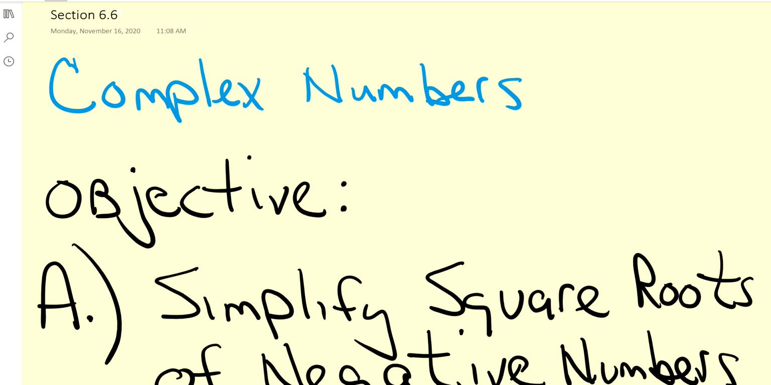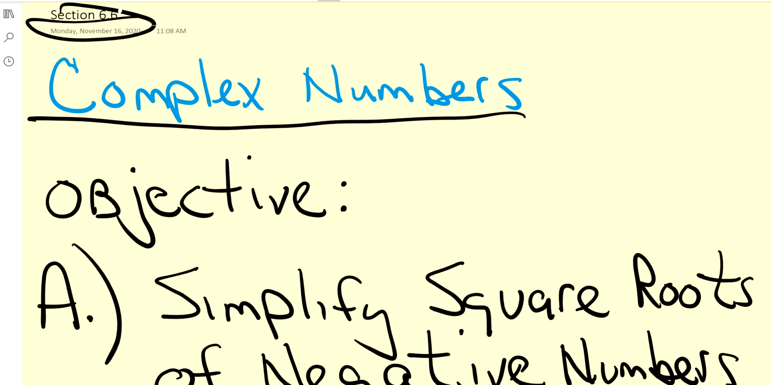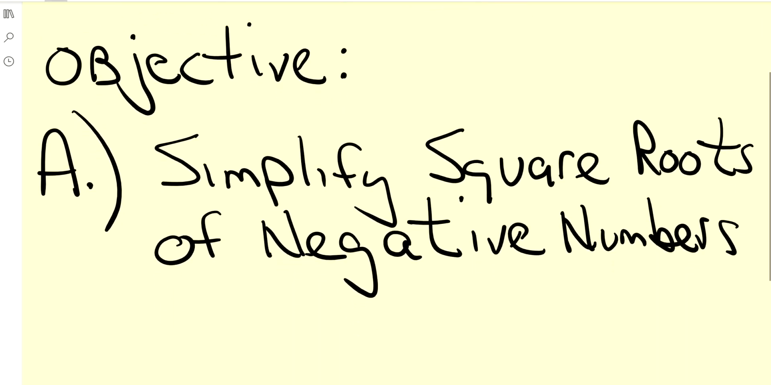We are on our way to doing section 6.6, where we're talking about complex numbers in this section. All right, we'll start off with our first objective here, and I'll list them as we go this week. So our first objective, A, is to simplify square roots of negative numbers.